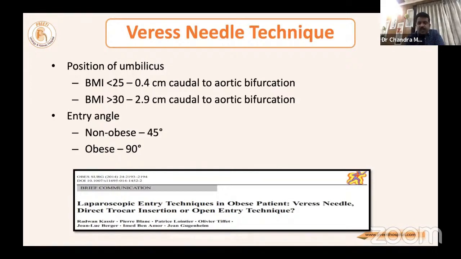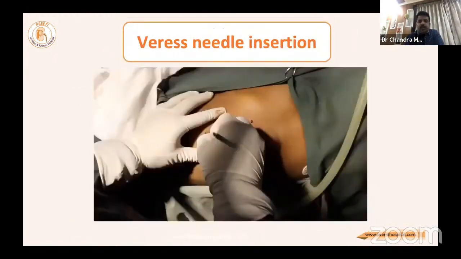This is again theory. You should have a clear idea where the L4 level will be in a pendulous abdomen, and where it will be in a normal, well-built abdomen, like a six-pack abdomen. In a pendulous abdomen, if you go horizontally or at less angle, you may land up in the pre-peritoneal plane or in the fat. Whereas in very thin patients, if you go vertically, you will directly hit the vessel. These are the two important points.